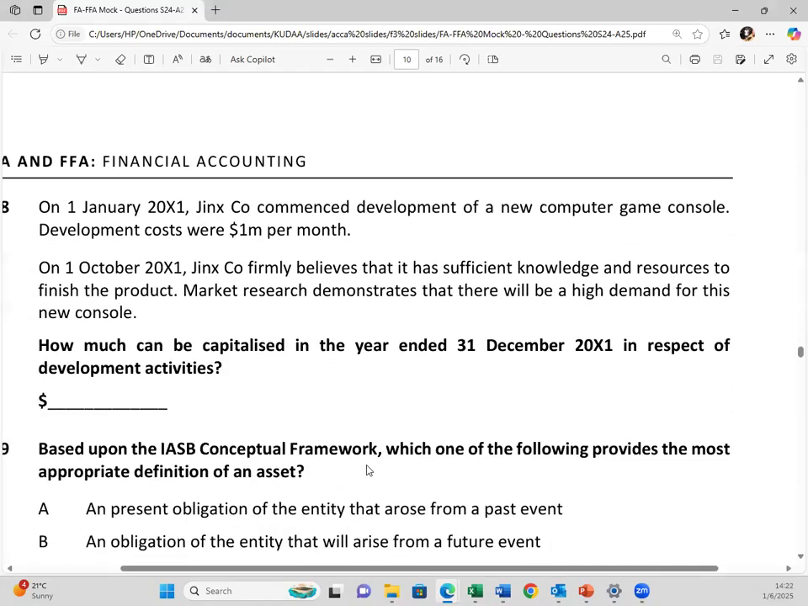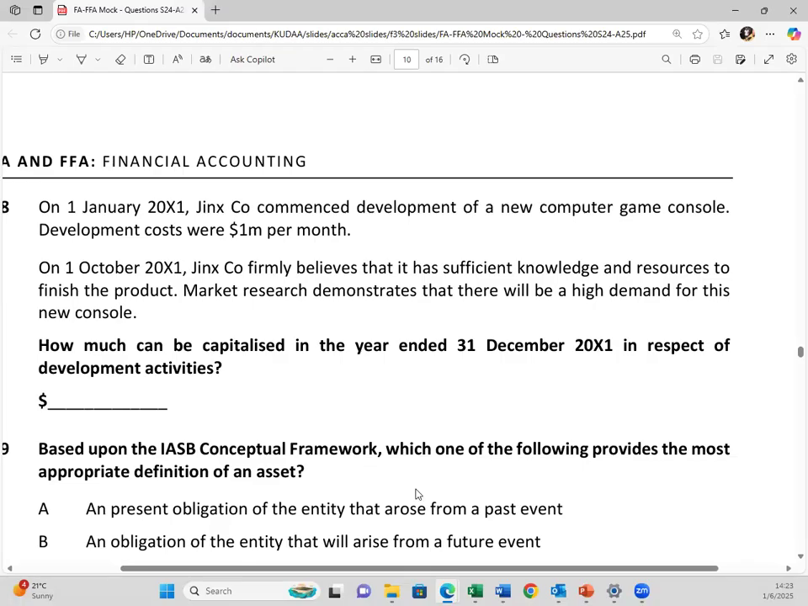On 1 January 20X1, Jean commenced development of a new computer game console. Development costs were 1 million per month. So remember, we have research costs and development costs. On 1 October 20X1, Jean Company firmly believes that it has sufficient knowledge and resources to finish the product. Market research demonstrates that there will be high demand for the new console. How much can be capitalized in the year ended 31 December 20X1?